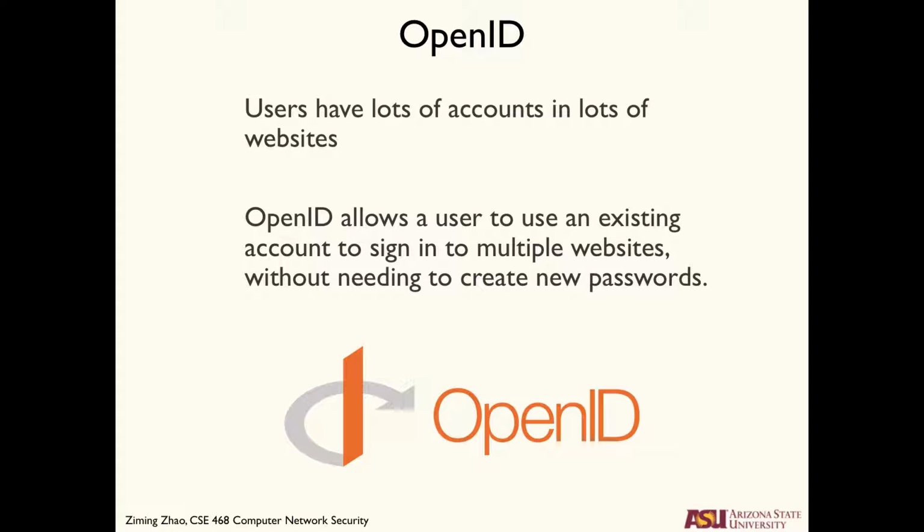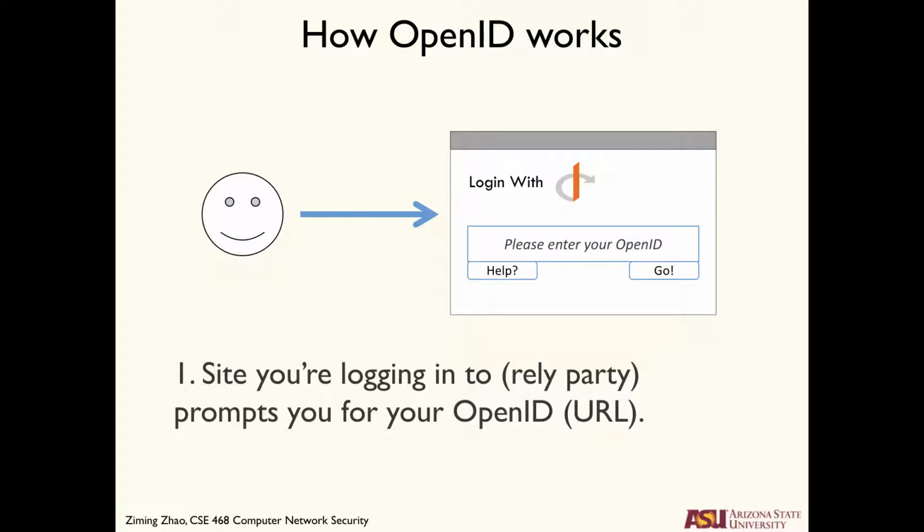OpenID tries to solve the same problem. The users do not have to maintain an account for each website. They only need to remember one account, one password, and use that one account and password to log into all the websites they want to log in. So how to use OpenID? First, you have to register an OpenID with an identity provider. And basically the identity for your OpenID is not an email address, but a URL.